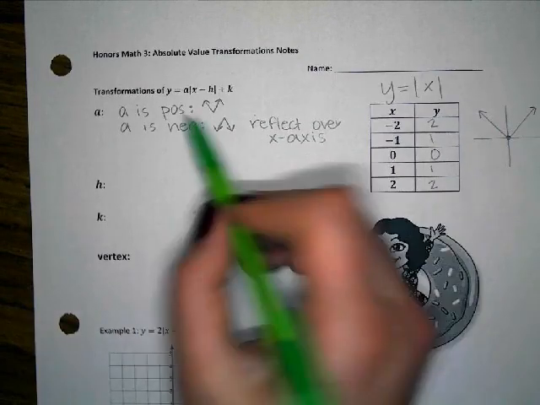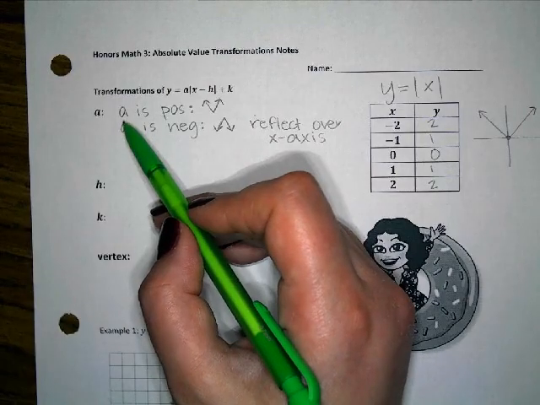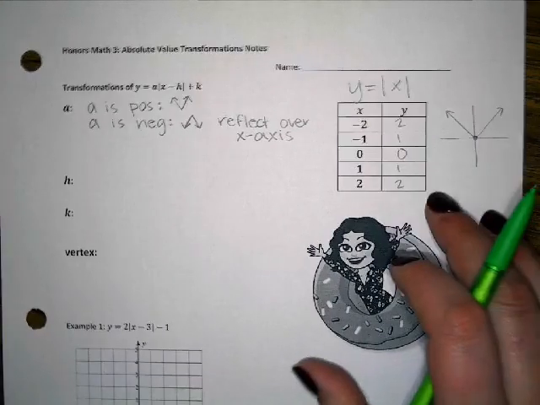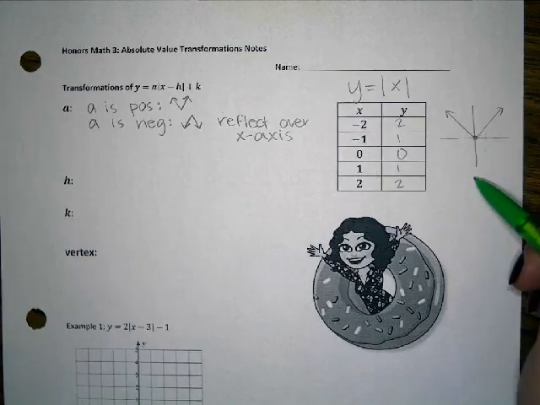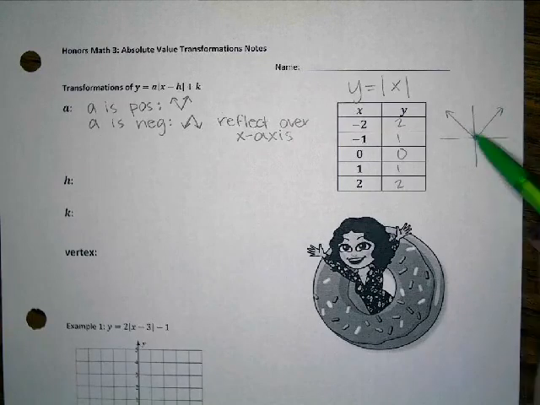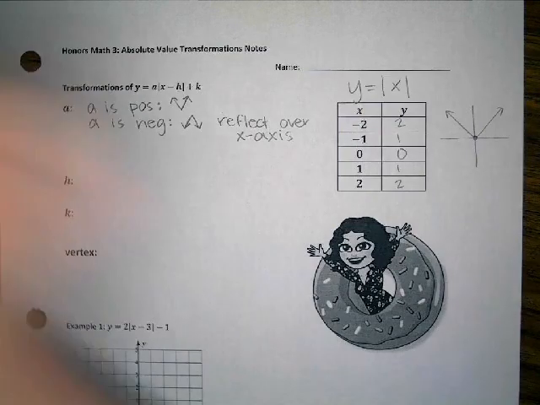That a value being positive is normal. It's normal for it to be positive. Negative is different than normal. It reflects the graph over the x-axis, puts the graph upside down. Okay, we good so far? We can see what that does? Okay. All right, let's go back to Desmos.